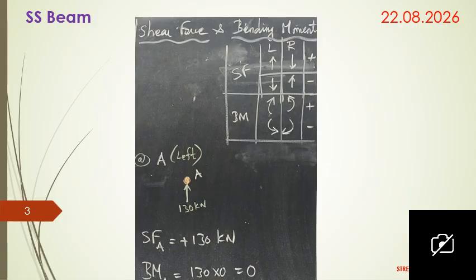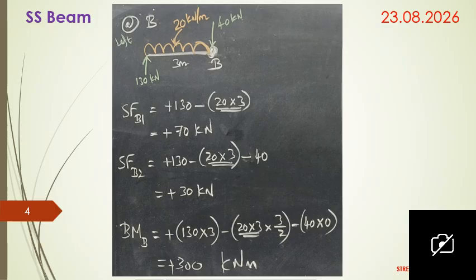Okay, so the first point is A. There is no portion available on the left side of the beam, so only point A. At point A, a 130 kilonewton reaction is acting in the upward direction. So the shear force at A is plus 130, that is left side upward. Bending moment at A: the 130 kilonewton is acting at point A itself, there is no distance, so that is 130 into 0.